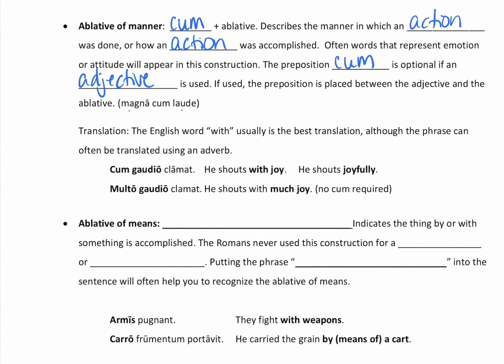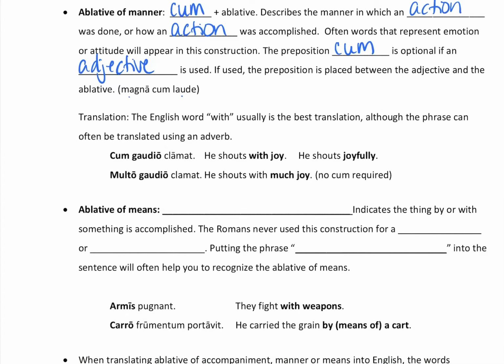So the English word with is usually the best translation, although the phrase can be translated using an adverb. So there's two ways to do it. So here's that cum, with joy, right? He shouts with joy. You can also do it with an adverb and it makes the exact same sense, and joyfully would be the adverb there. He shouts joyfully. How does he shout? Joyfully. Another way would be magno gaudio. So that is with much joy. He shouts with much joy. And remember, the preposition cum is optional, and there we don't need it.